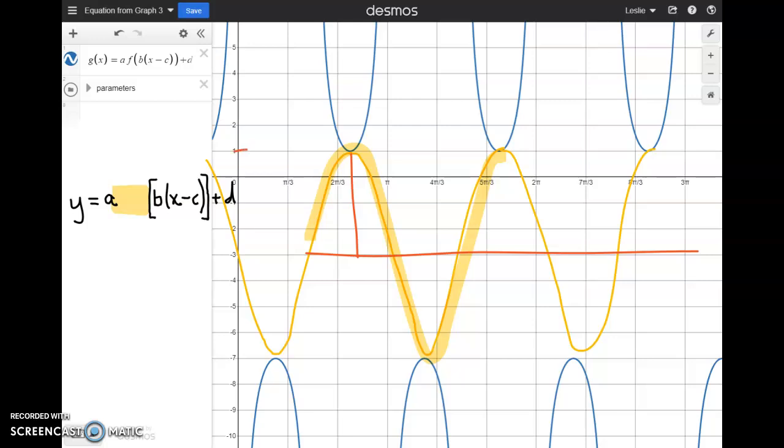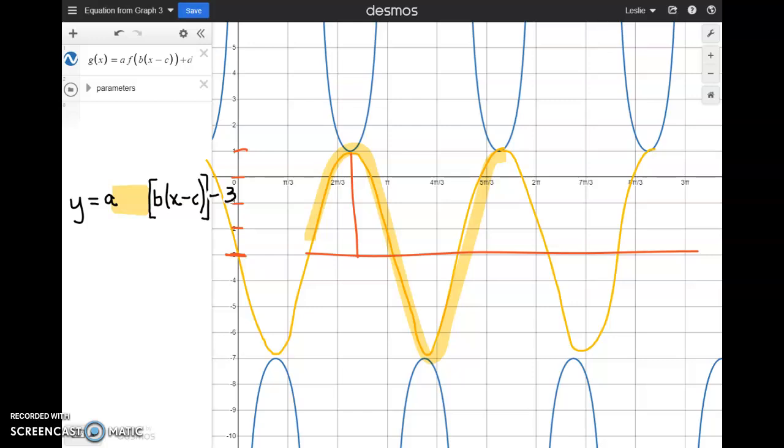I can see my units over here. There's 1, 0, -1, -2, -3. So my d value is going to be -3. This graph has been shifted down 3 units. Let me replace my plus d with -3.